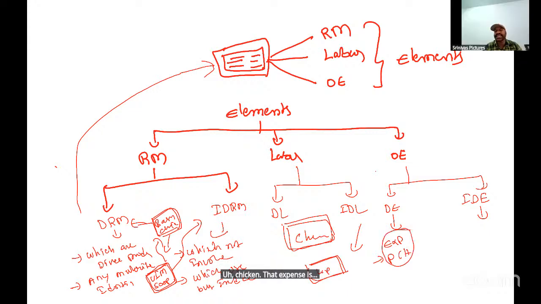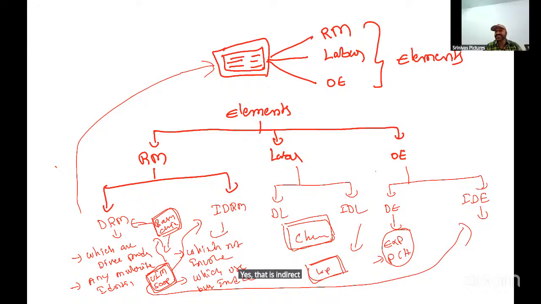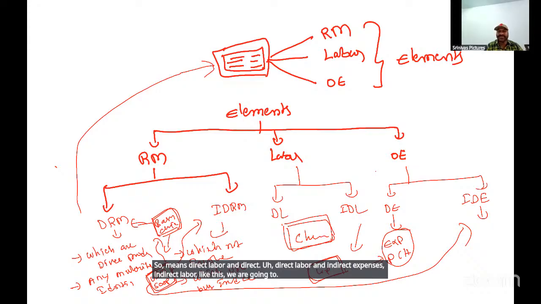Those are direct expenses. Indirect expenses: whatever amount we spend on the Vim soap, that is indirect expenses. Is it clear? Yes, sir. So direct labor and direct expenses, indirect labor and indirect expenses, like this we are going to identify.